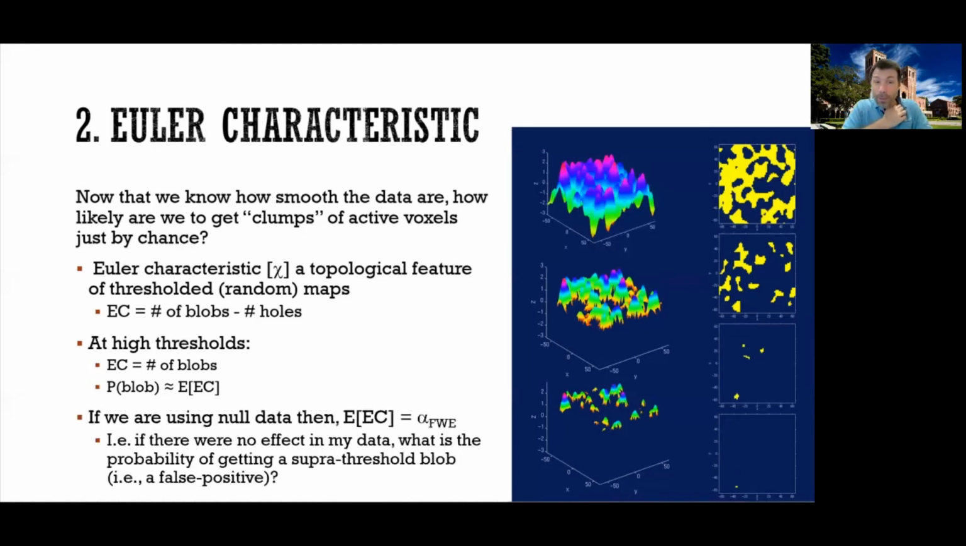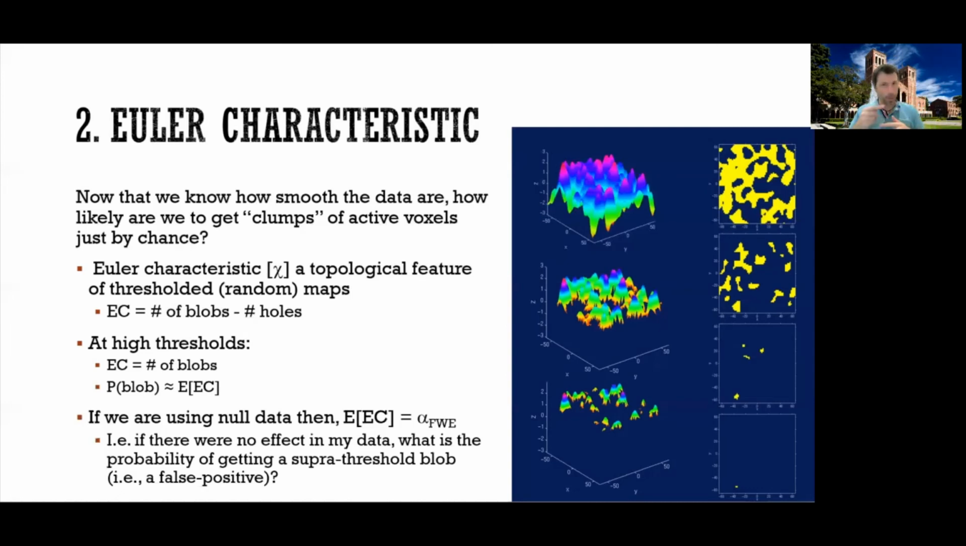So if we're using null data, the expected value of the Euler characteristic is really my family-wise alpha. In other words, if there were no effect in my data, if my data were complete junk, what is the probability of getting a supra-threshold blob, something like this? In other words, a false positive. It's exactly the expected value of the Euler characteristic.